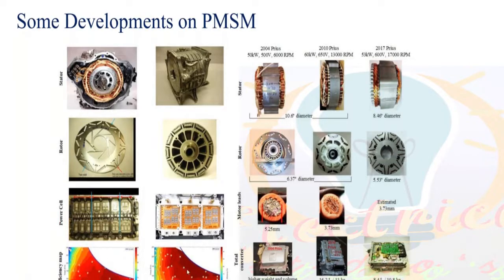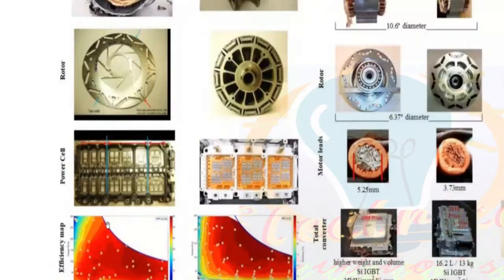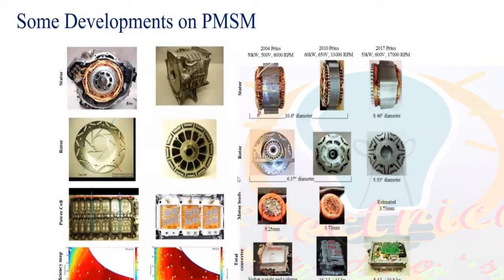So the PMSM motors are widely used, and here also you can see. What do you understand, guys, looking at this picture? This is the previous generation motor efficiency map. This is the new generation efficiency map. Can you understand the difference between these two efficiency maps? Do you remember something I told? I think I have told it twice.